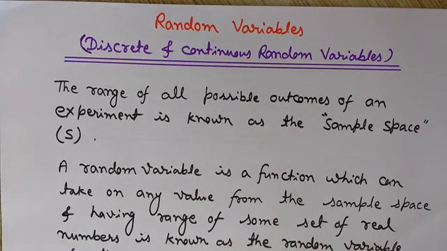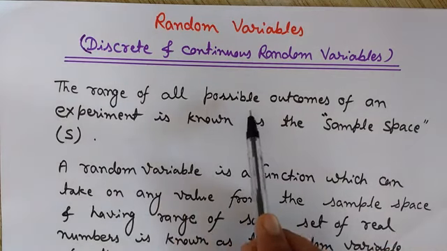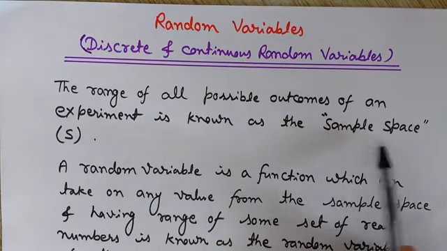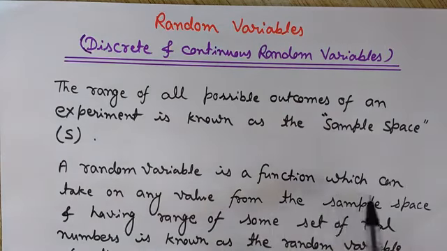And what is a random variable? First let me tell you the definition of sample space and random variable. After this I will explain them with the help of an example. A random variable is a function. It is a function which can take on any value from the sample space. The sample space contains all the possible outcomes of that experiment, as we have seen in the coin example. So this takes on some values that are part of the sample space, having a range of some set of real numbers, and is known as the random variable of the experiment.